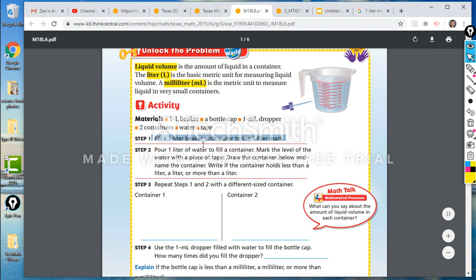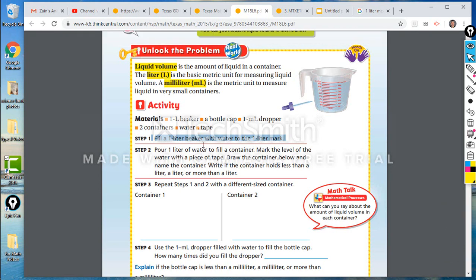Now, a liter equals 1,000 milliliters. And the neat thing about the metric system is when you start converting liters into milliliters, it's very easy because it's a base of 10. So you either move the decimal backwards or forwards depending on what you're converting the numbers to, and it's very easy to do. Once we get more in depth into those units, we'll discuss that further.